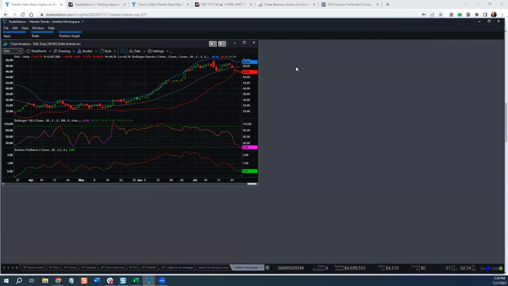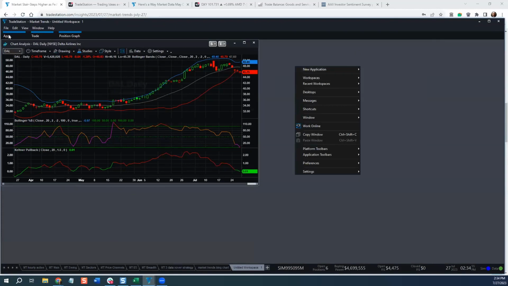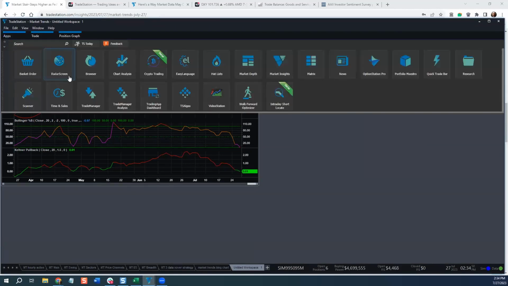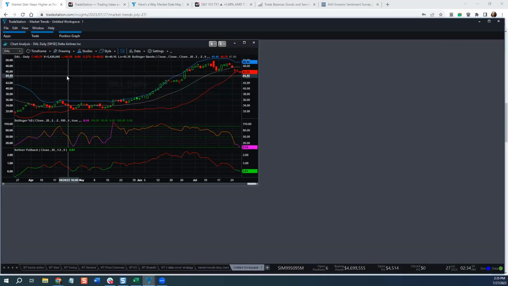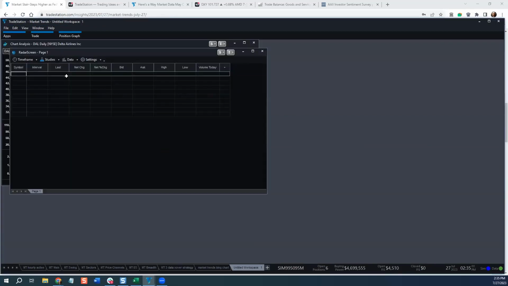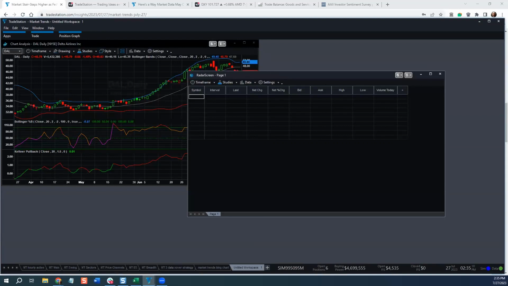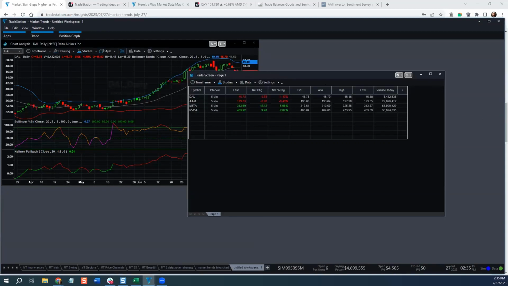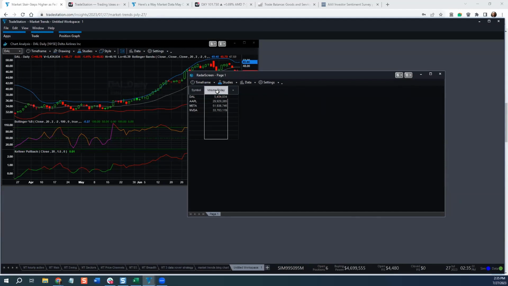add this to RadarScreen. So if we now go to RadarScreen, they're trying to take out yesterday's lows on the S&P. So let's add a bunch of stocks like DAL, Apple, Meta, Nvidia. Change that to daily, okay? And now we're going to go really quickly to studies and then go to Bollinger percentage B.